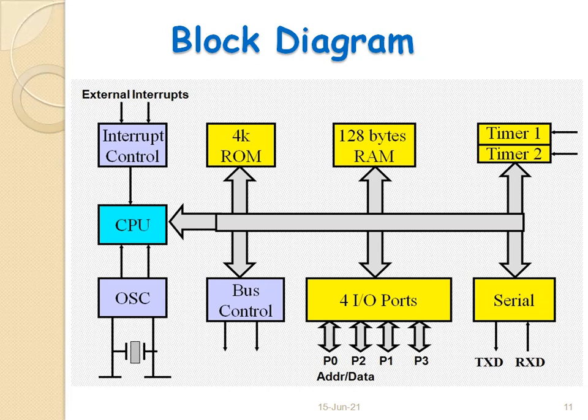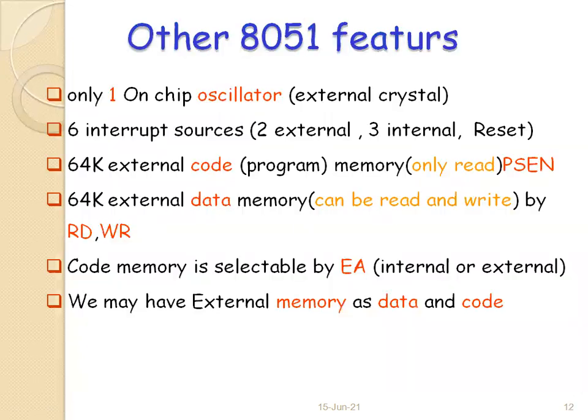So ports 0 and 2 have a specific application: they are used as the address and data bus, multiplexing the address and data bus, as we have already studied in the 8085 microprocessor. The 4 kilobytes of ROM is given by the manufacturers inside the integrated circuit, and 128 bytes of RAM is also given. So it is a very simple block diagram describing the internal architecture of the microcontroller and its interconnections.